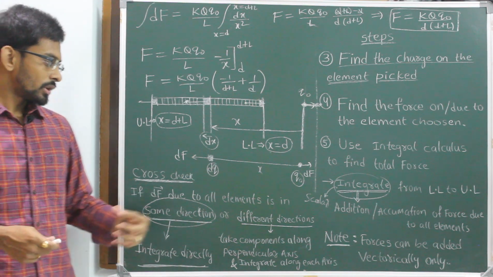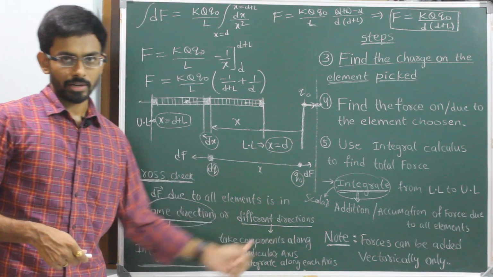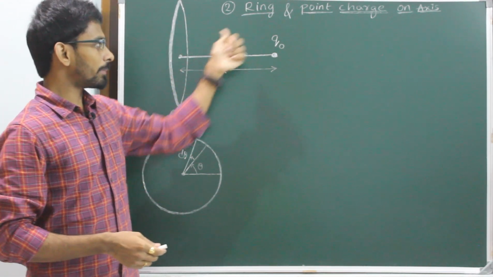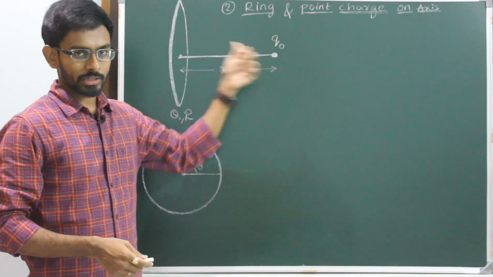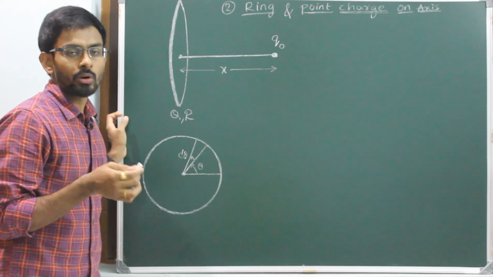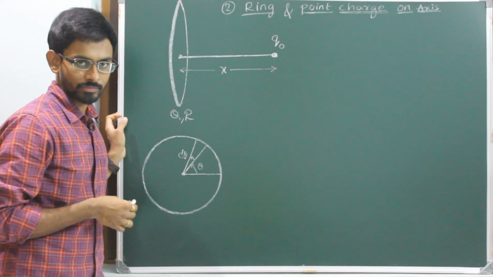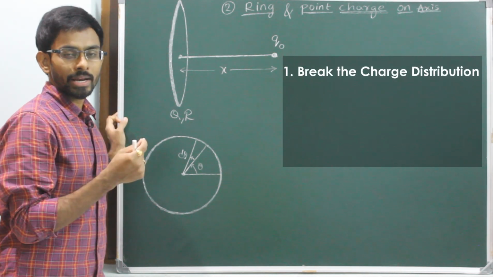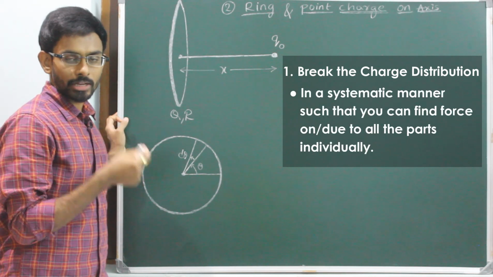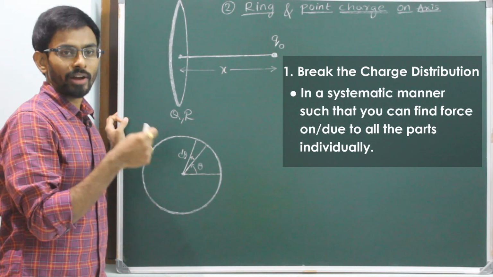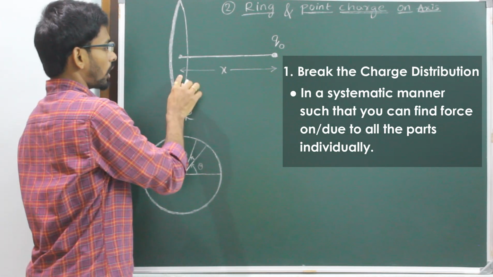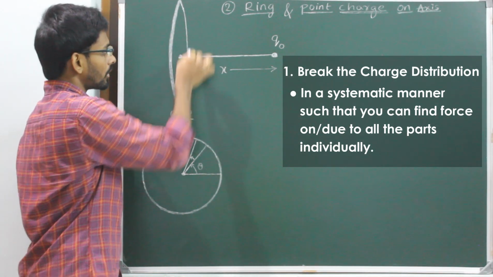So next question, let us concentrate on the different directions part. Now let us find the electrostatic force between a uniformly charged ring and a point charge on the axis of the ring. So guys, in this case again we have to follow the steps which we have discussed in the previous question. The first step is to break the charge distribution, right? How to break it? You have to break it in a systematic manner such that we should be able to find the force due to each and every element. So now let us break it. How to break the ring? We can break the ring like this.